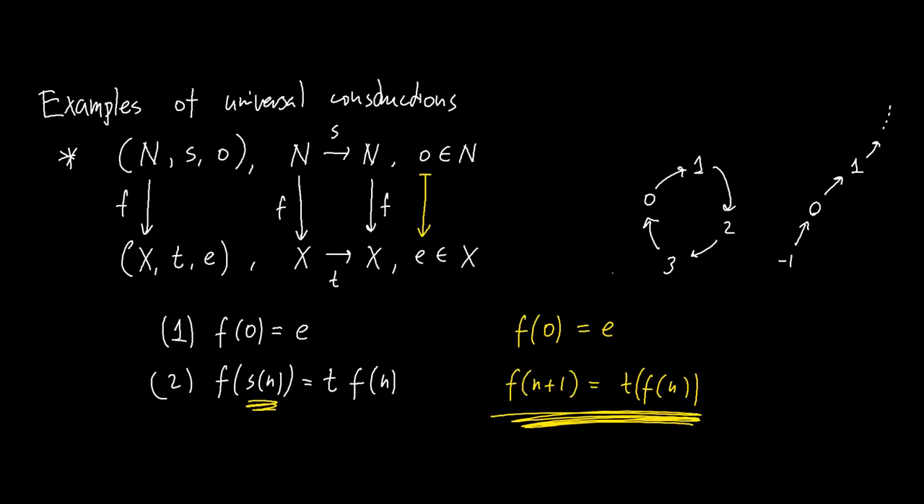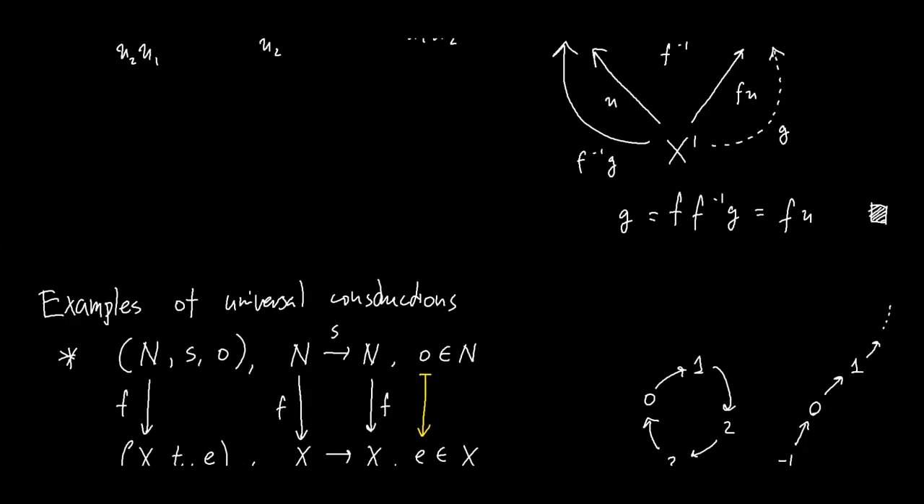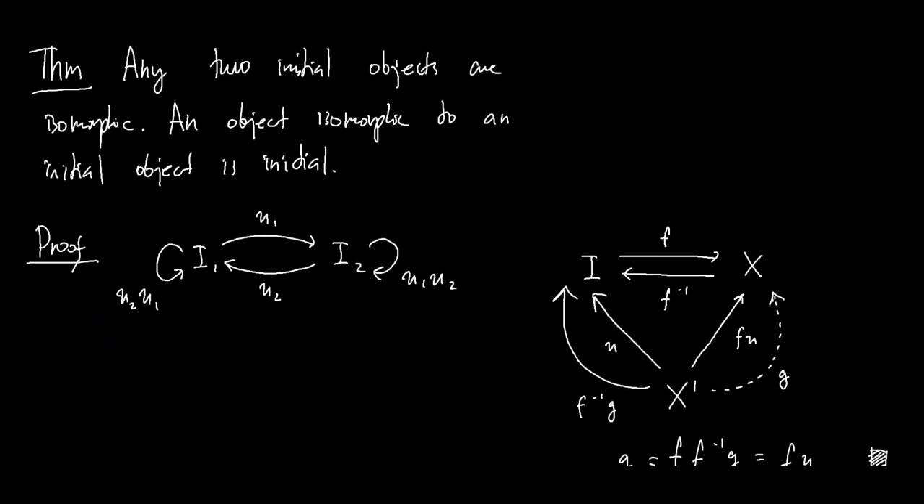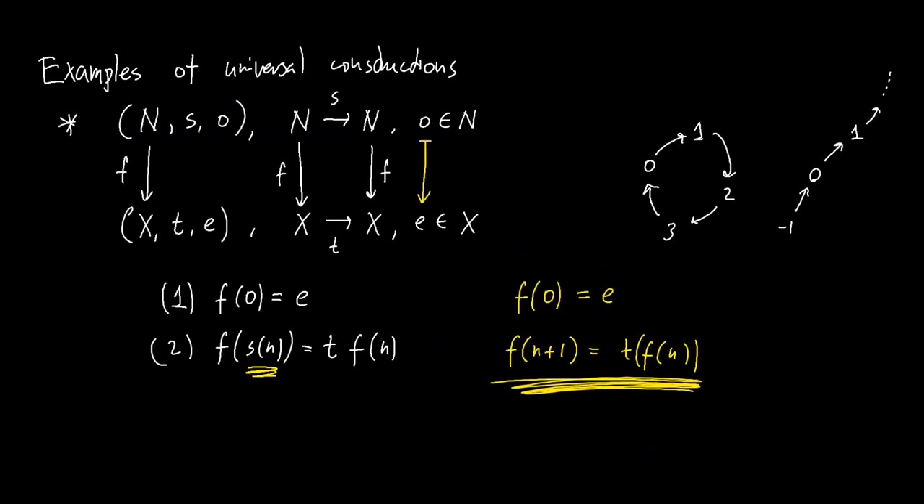But now it turns out that this property is equivalent to the other one. So the natural number system does have the property that for any other counting system there is a unique f, but also the other way around. If some system has that property, then that must be an initial object. And by the proof we carried out here, by that theorem, we know that it must be isomorphic to the natural number system.